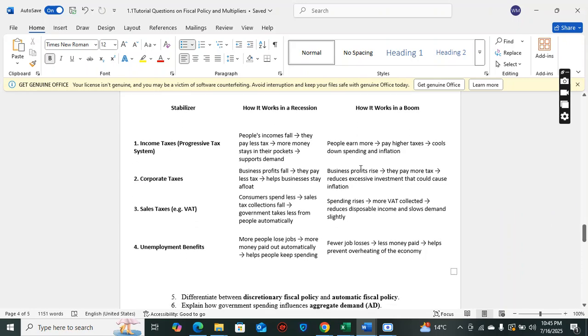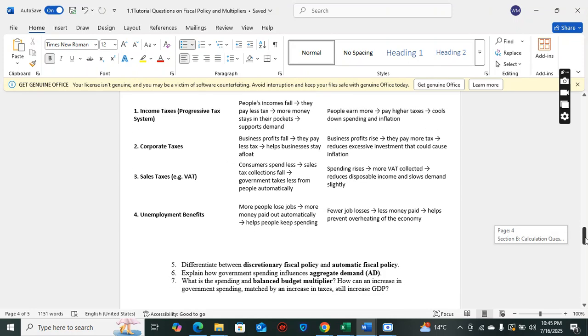I'll send you these notes for more stabilizers, but you can see income taxes, corporate taxes, sales taxes, and employment benefits. I'll send you these notes to read.